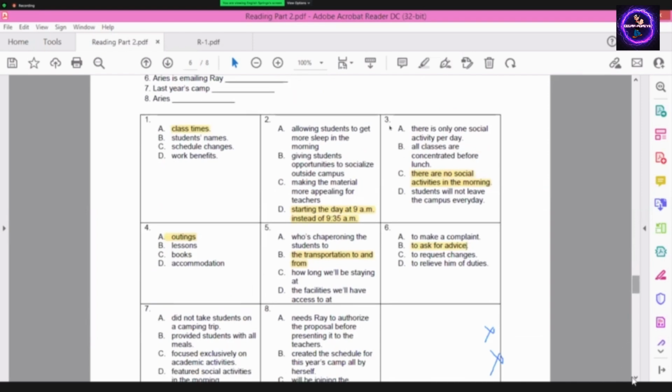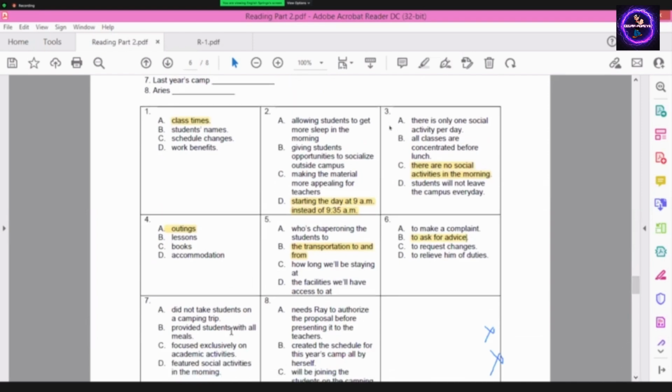Last year's camp did not take students on a camping trip, provide students with all meals, focus exclusively on academic activities, or feature social activities in the morning. First of all, we'll eliminate focus exclusively on academic activities. If they really focused, they would have had time to complete the syllabus. So C is not right.